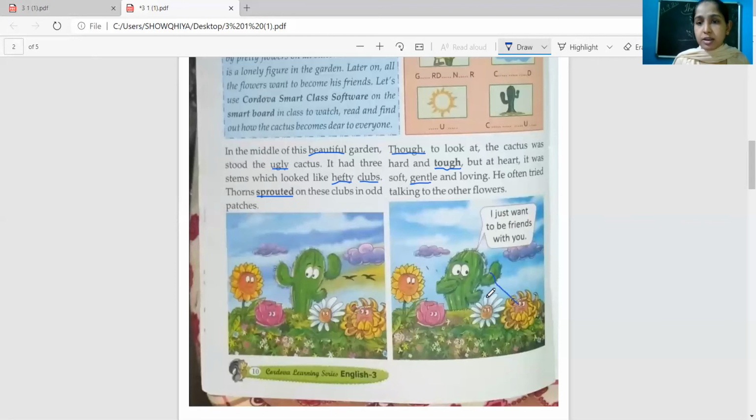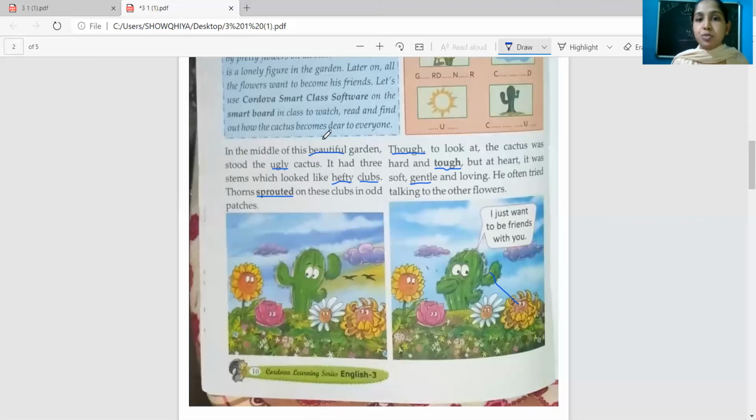So here in this place, you can see that the cactus is talking. I just want to be a friend with you. He is telling that to these flowers. I just want to be a friend with you. So before explaining this particular chapter, let us see once more what we have. What are the lines here in the two paragraphs? Let us see again, children.